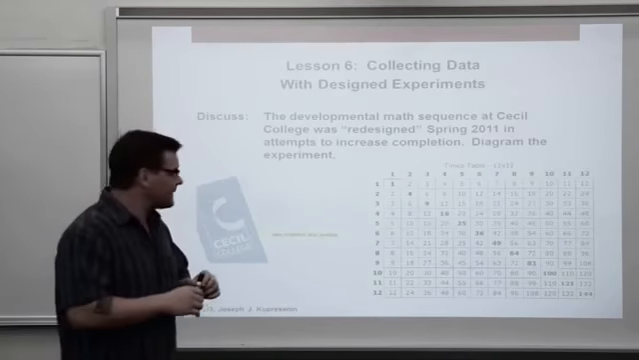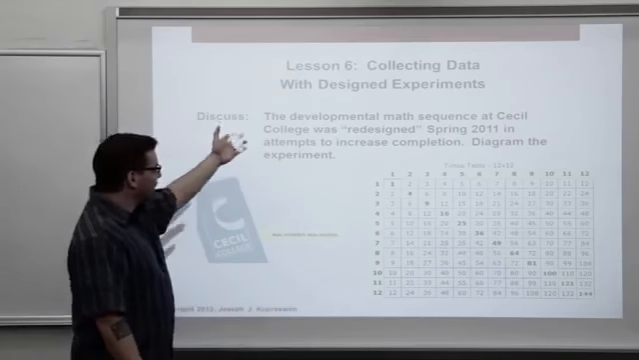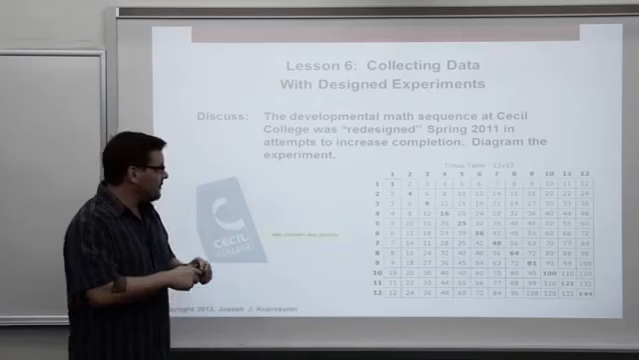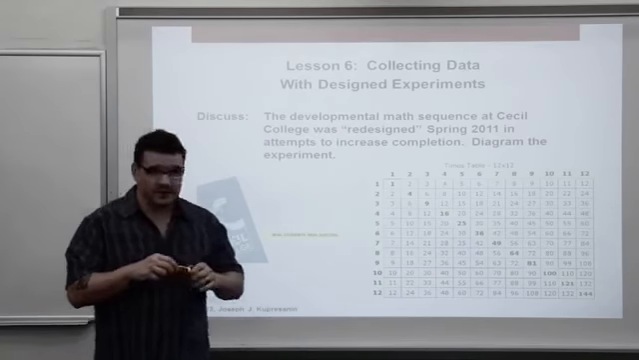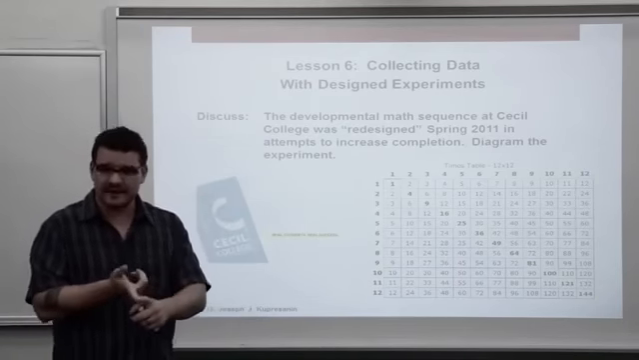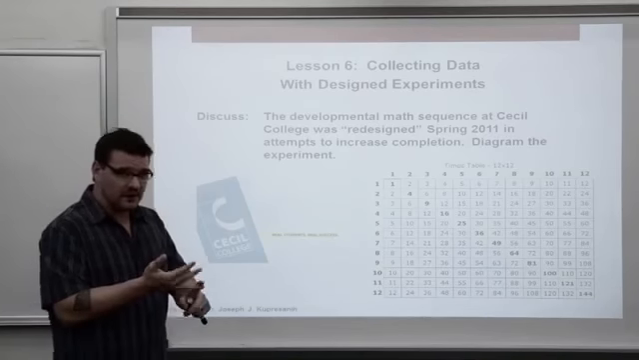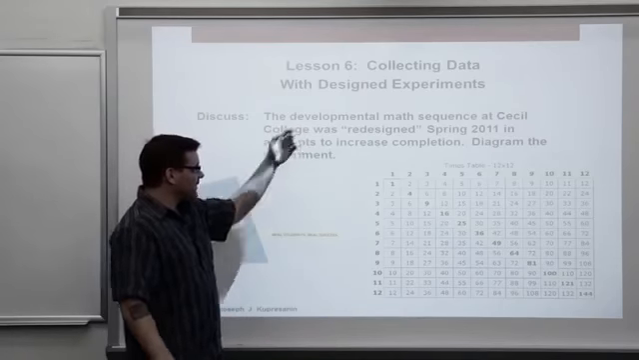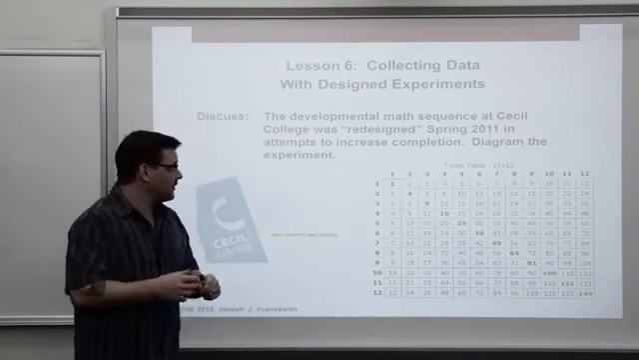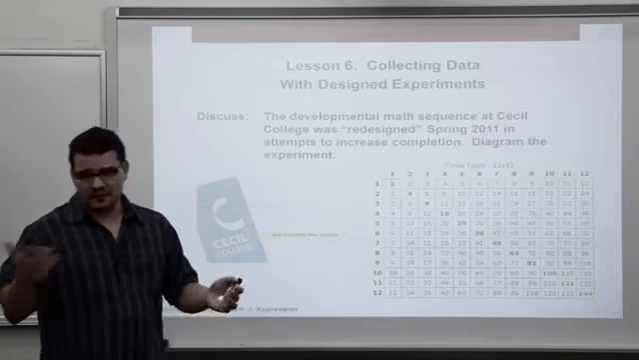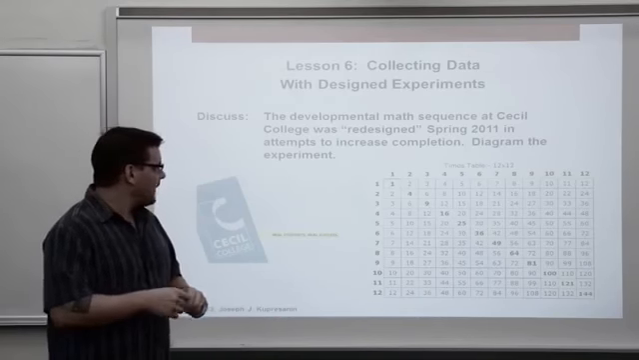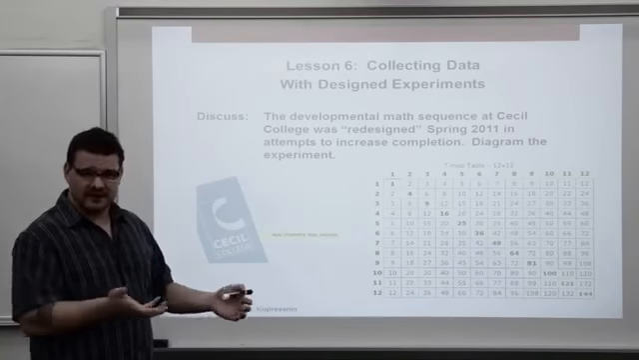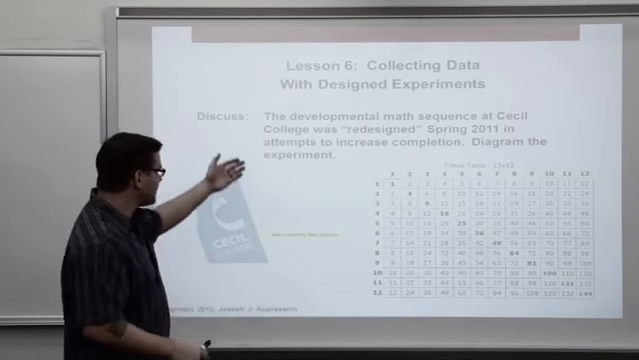Okay. So we'll lead this off with an example. A few years ago, back in spring of 2011, our developmental math sequence at Cecil College was redesigned. These are the classes Math 91, Math 92, and Math 93. The reason that the math department did a redesign was in attempts to help increase the completion rate. Long ago, the completion rates were on the low side, so the math department decided to take some action, make some positive steps, and see what happened to the pass rates.